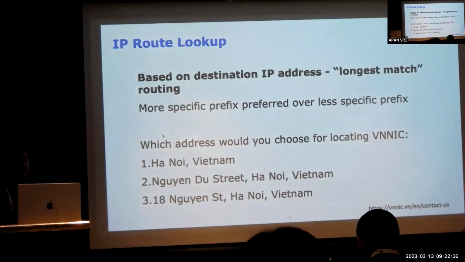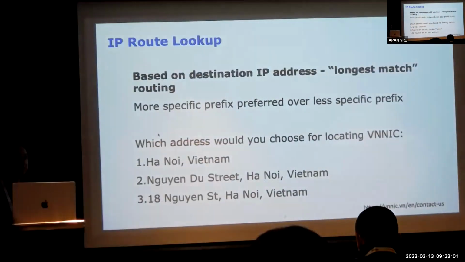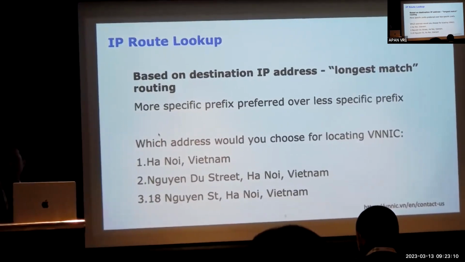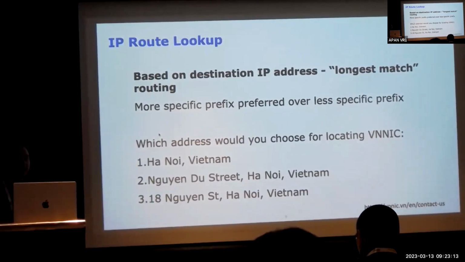Whenever a router has to do a route lookup for a particular destination on the internet, what we use is the longest prefix match. There is a concept that more specific prefixes are preferred over less specific prefixes. If you have a slash 22 and a slash 24 for the same route, the slash 24 is the longest prefix, so the slash 24 prefix would always be preferred.